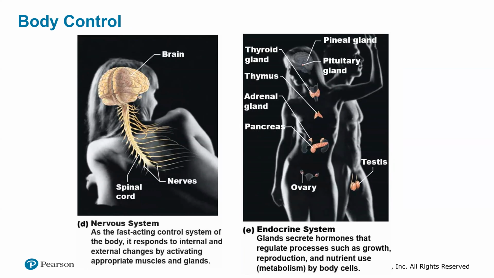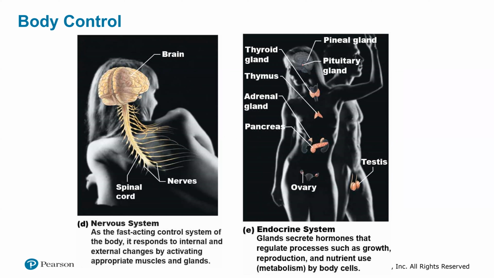Nervous system is a fast-acting control system of the body. It responds to internal and external changes by activating appropriate muscles and glands. So the nervous system controls your body, and it controls through your muscles and glands. So it sends signals to your muscles to contract and to your glands to secrete. Major organs include brain, spinal cord, and nerves.